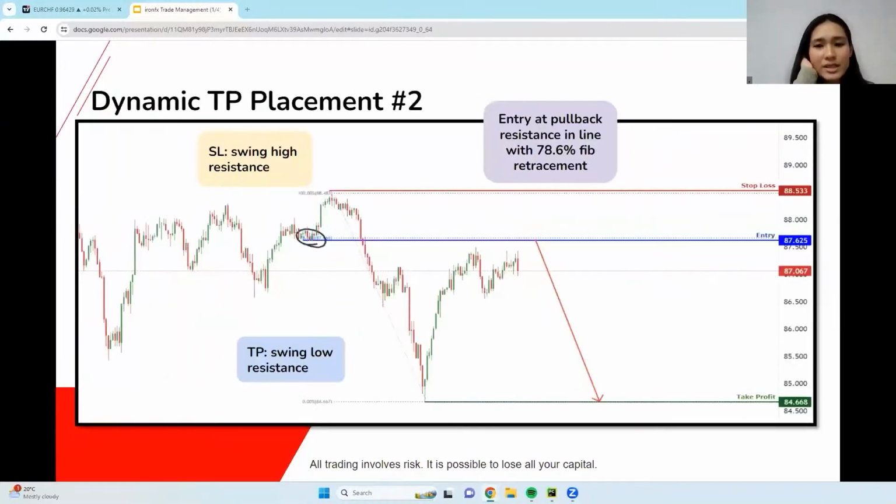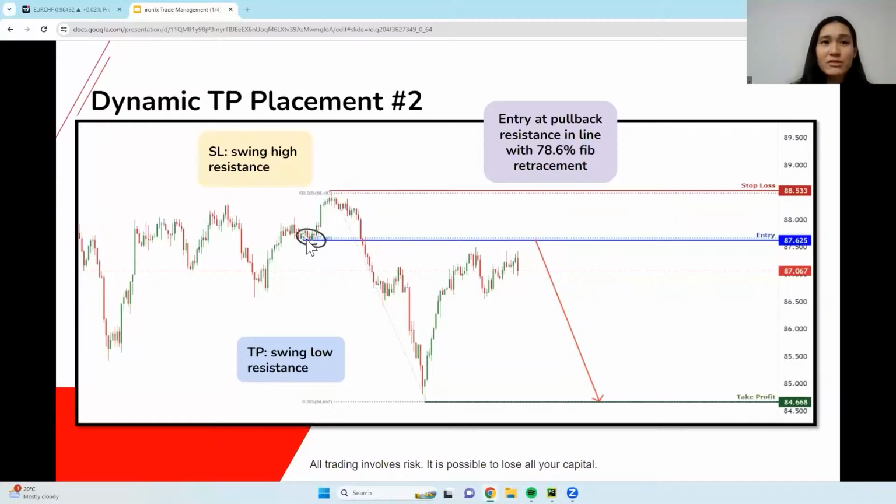Now let's look at another example. Here we're expecting price to bounce off of our entry at the 87.625 level. This is a pullback resistance that's in line with a 78.6% Fibonacci retracement. What a pullback resistance basically means is when price has retraced to this level.